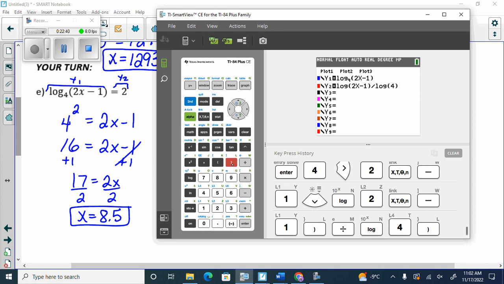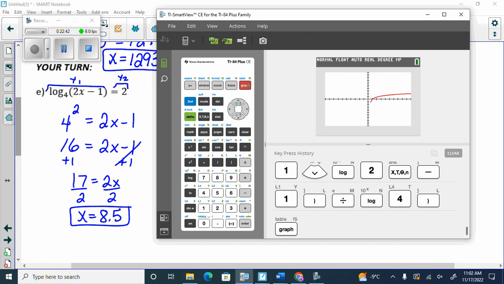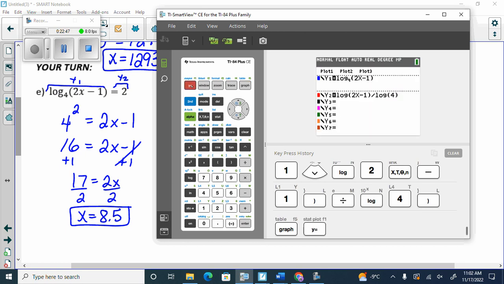They are the same graph. If I press graph, watch. Blue, red. They're the exact same graph. So whatever method you have, use. I would use log base if you have that one.